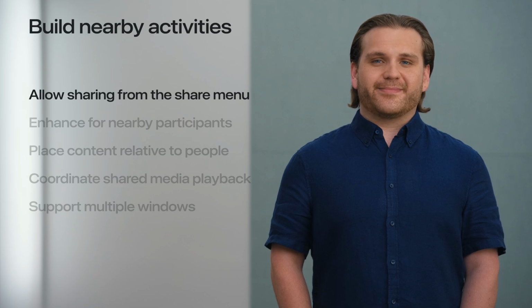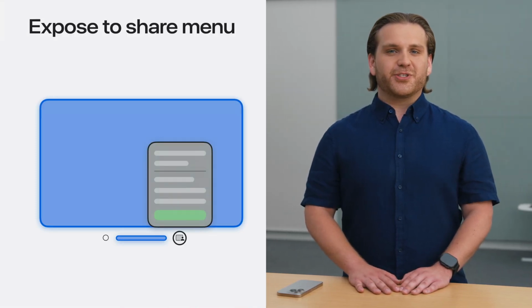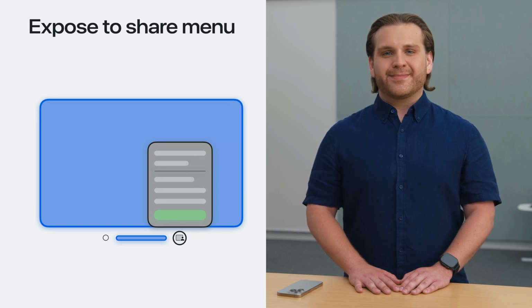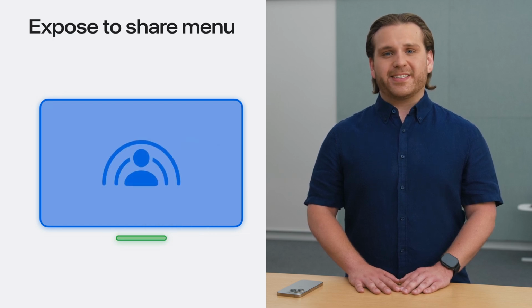To start, one of the first things you need to do is make your SharePlay activity available in the Share menu. With the introduction of the new Share menu in visionOS 26, sharing apps is easier than ever before. To take full advantage of that, you need to expose a group activity to the Share menu with SwiftUI or UIKit API. Then, when people tap on the Share button, they can activate that group activity and start SharePlay.